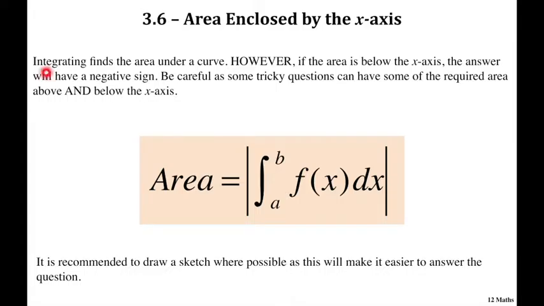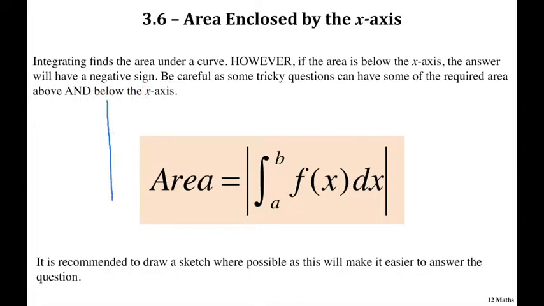First of all, integrating finds the area under the curve. So far, we found approximate areas under the curve. We used the trapezoidal rule, we used Simpson's rule, and that found approximate areas. But now we're going to find the exact areas. But it gets a bit tricky, because if the area is below the x-axis, the answer ends up with a negative sign. So effectively what happens is this.